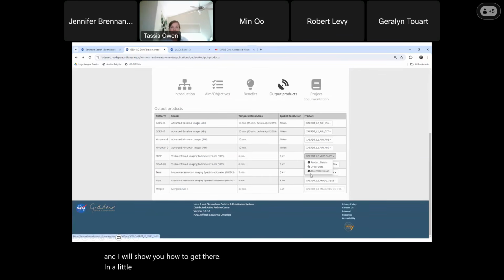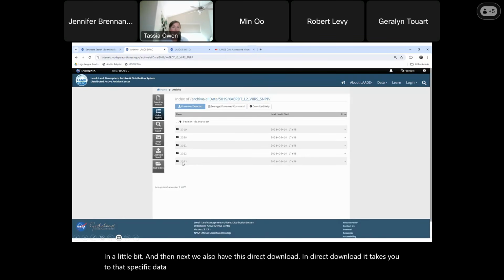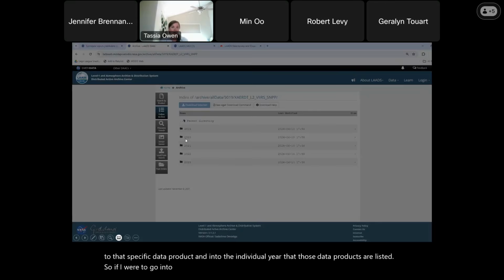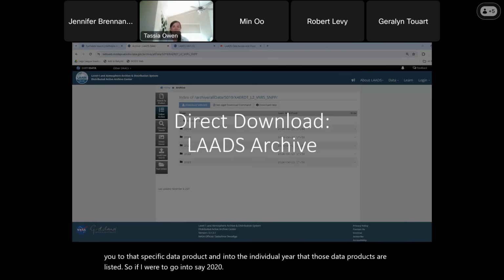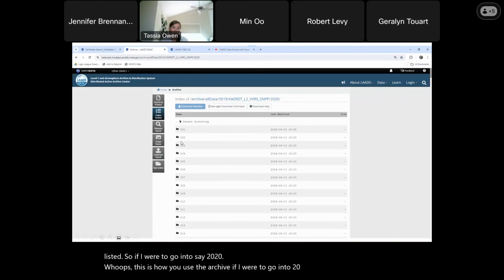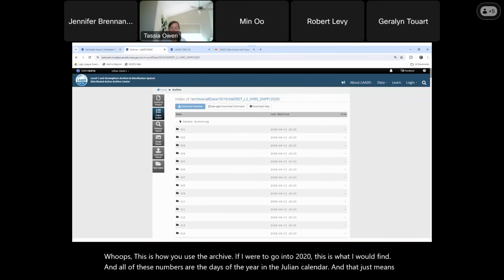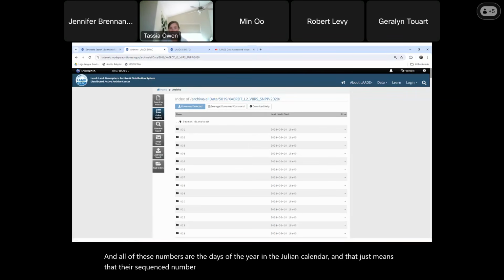And then next, we also have this direct download. In direct download, it takes you to that specific data product and into the individual year that those data products are listed. So if I were to go into, say, 2020, whoops, this is how you use the archive. If I were to go into 2020, this is what I would find. And all of these numbers are the days of the year in the Julian calendar. And that just means that they're sequenced number 1 through 365, or 366 if it's a leap year, as far as the numbers are concerned.